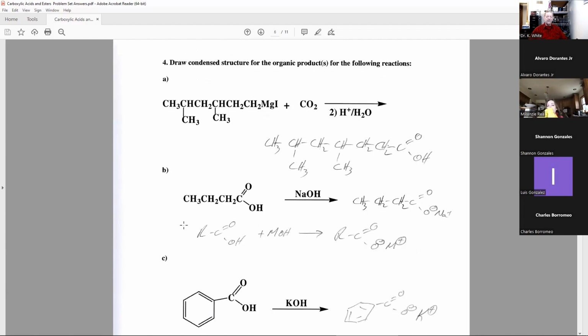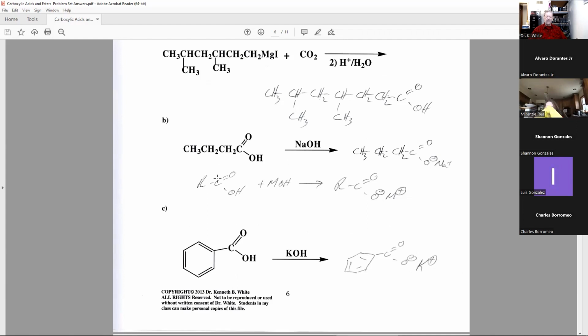All right, let's look at B. What do we have? Carboxylic acid. NaOH, that's a base, hydroxide base. I don't have it here, but for this class, M can be Li, lithium, Na, sodium, or K, potassium. And this is a straight acid-base reaction, you pull off the acidic proton on the OH group, and you make a carboxylate anion. Here, M is sodium, you get this.